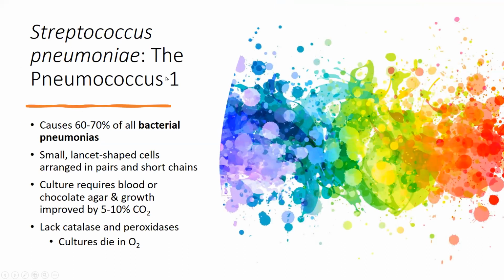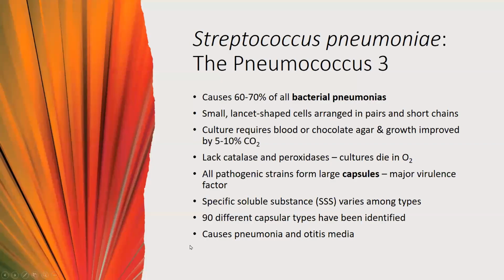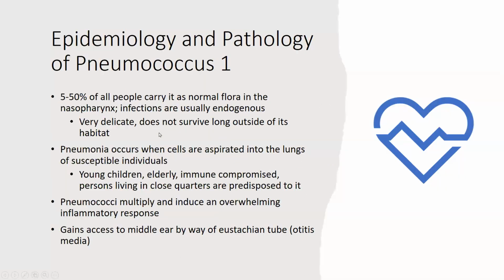Okay, and then the last one that would be the most important would be our strep pneumoniae, and then we'll break. So strep pneumoniae, this causes the majority of our bacterial pneumonias. So if you had a question, what's the most common cause of bacterial pneumonia? Strep pneumoniae would be your best bet. It doesn't have catalase or peroxidases. Cultures will die in oxygen, which is ironic since it's in the respiratory tract. Let's see if there's anything that's helpful here. Nope, pretty standard. I'm seeing if there's anything else I would care that you know.